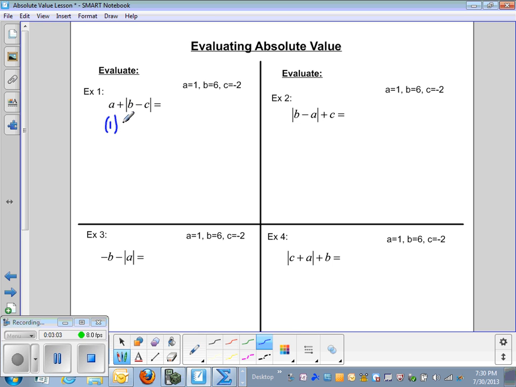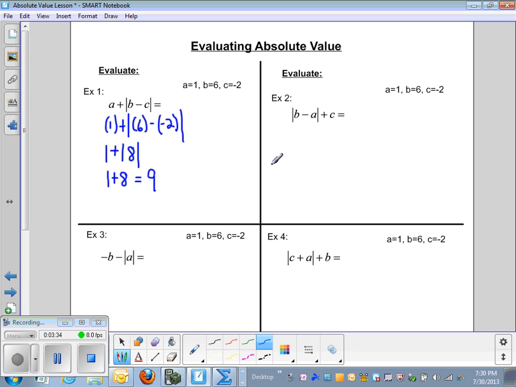So here we have 1 plus the absolute value of 6 minus a negative 2. So we rewrite that as 1 plus the absolute value. Inside we have 6 minus a negative 2, which is a positive 8. 1 plus the absolute value of 8 is 8. So 1 plus 8 is 9.